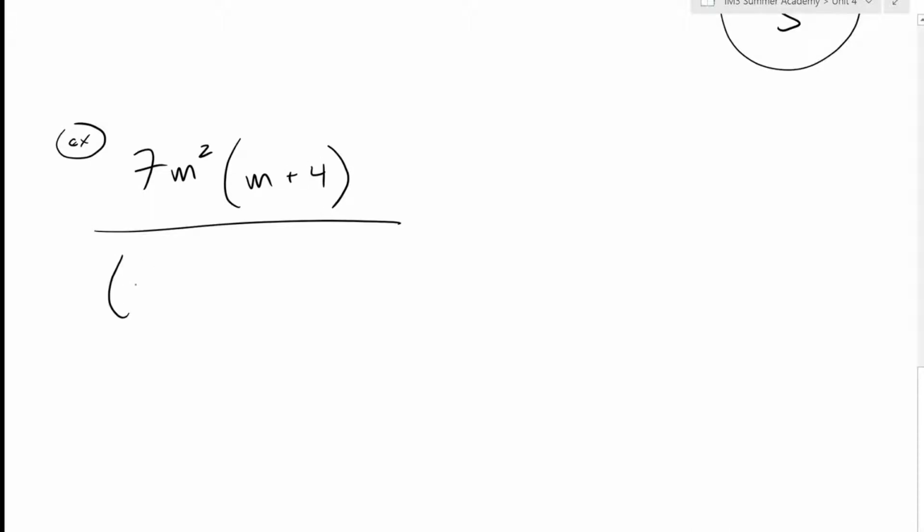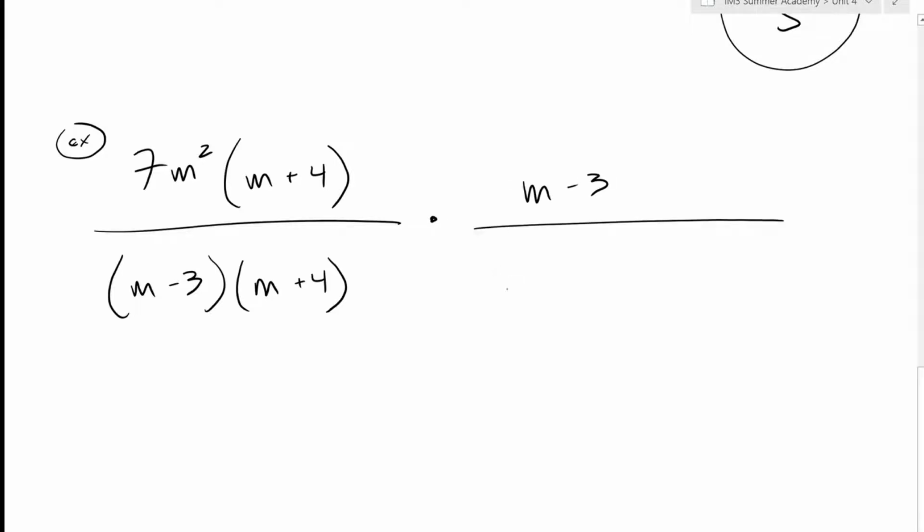Let's take a look at a bit more complicated one. Let's say we have 7m squared, m plus 4, down here an m minus 3 and an m plus 4, multiplied by an m minus 3 and an m squared plus 14m plus 48.